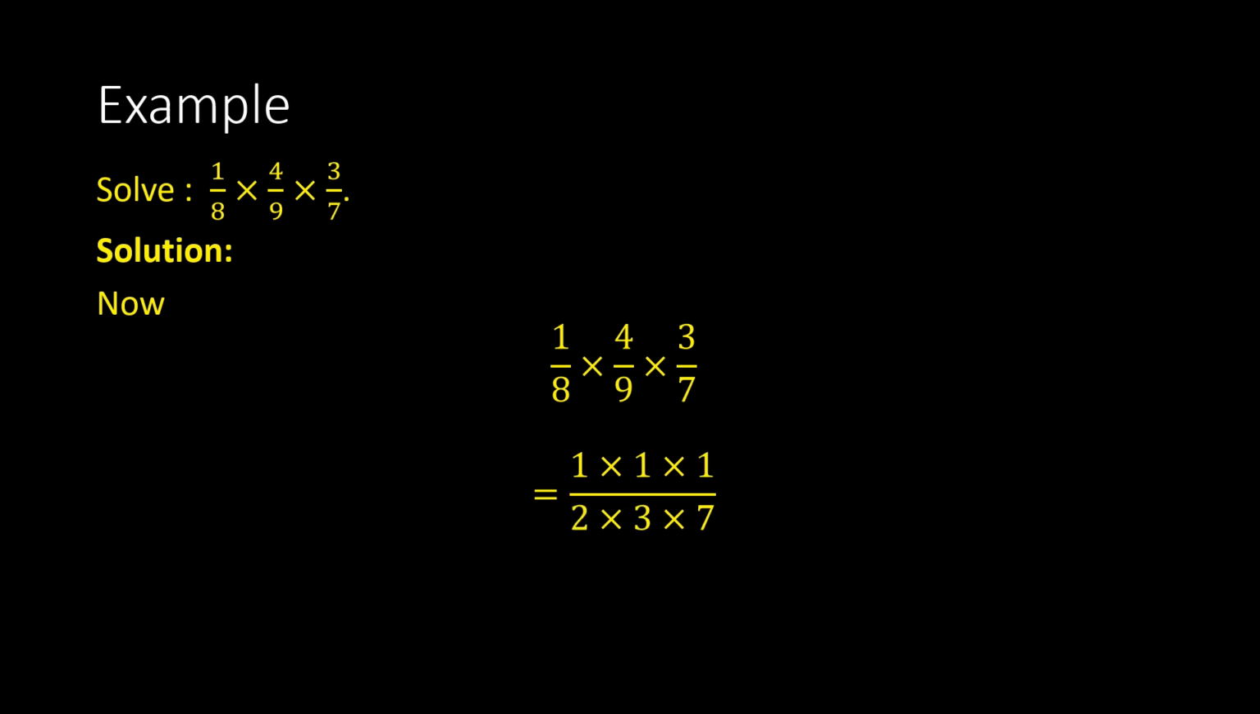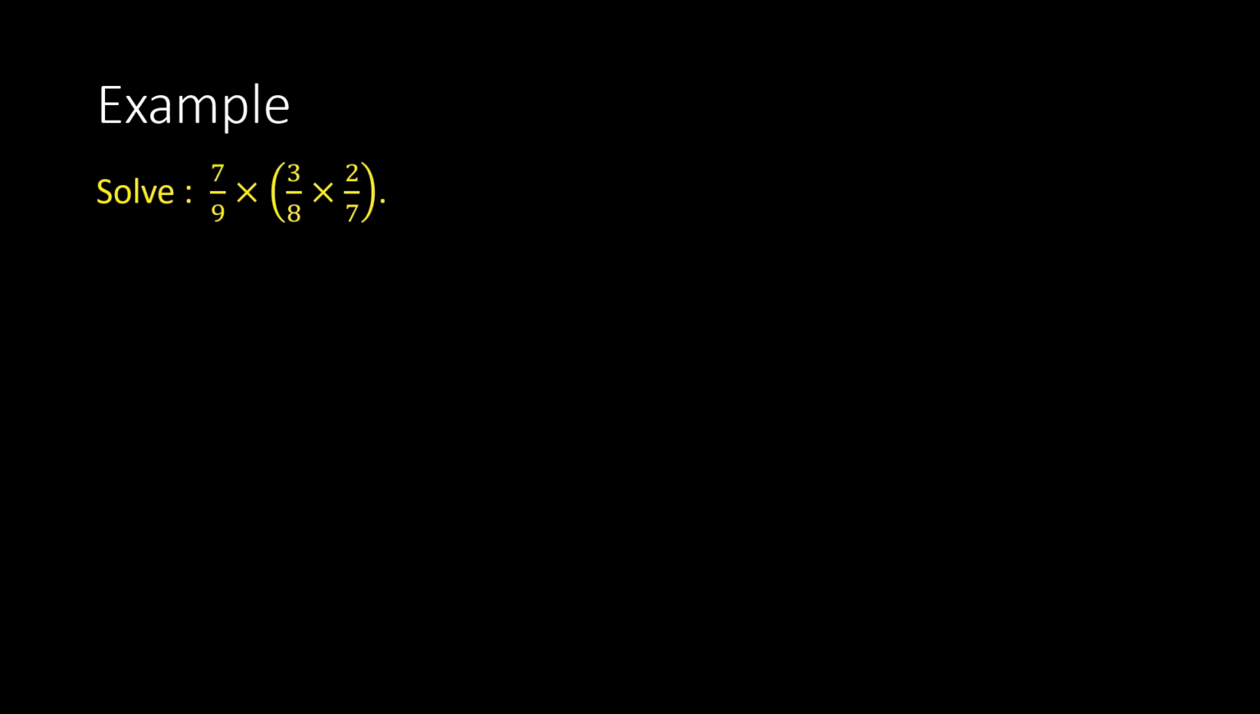This has made our calculations much easier, and we therefore obtain 1 out of 42. Now let's multiply three fractions by one another with one pair in brackets. Let's try the example shown on the screen.